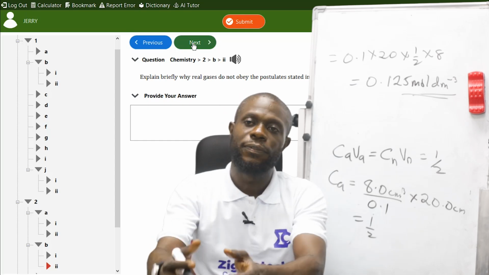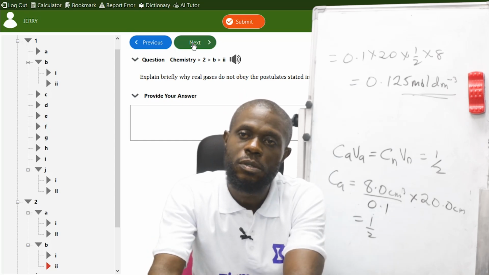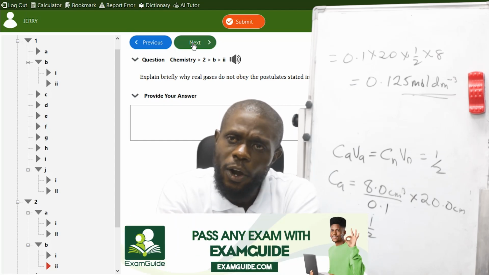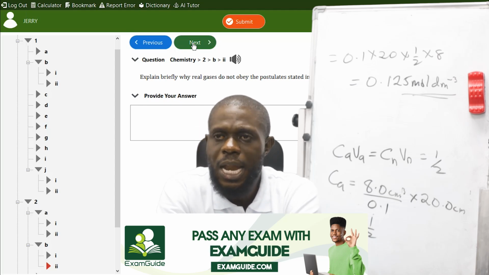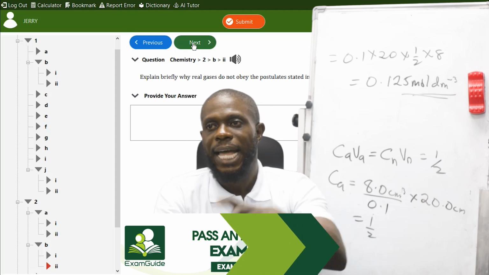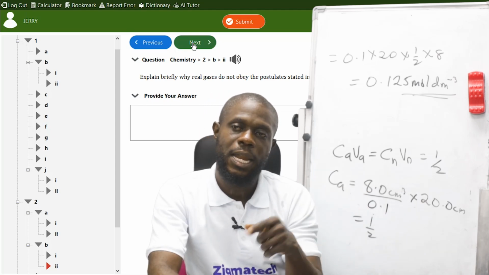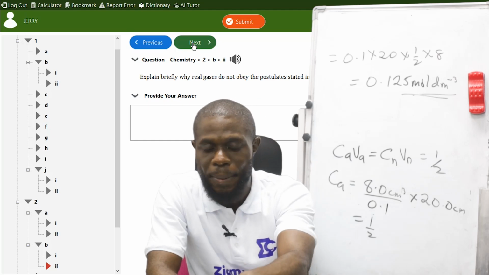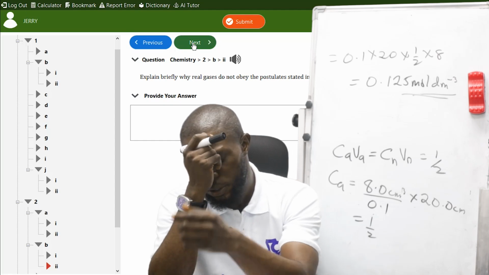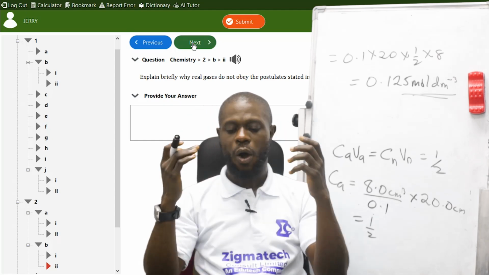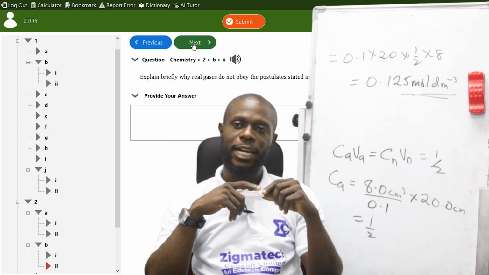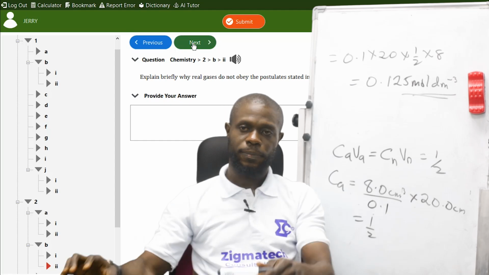So if I have a gas occupying 20 centimeter cube, for example, and I liquefy it, the volume is going to increase because liquids occupy more volume than gases. So that means that the assumption that the volume of a gas is negligible is not applicable in that particular area. And the second one is because they can occur and actually occupy space.